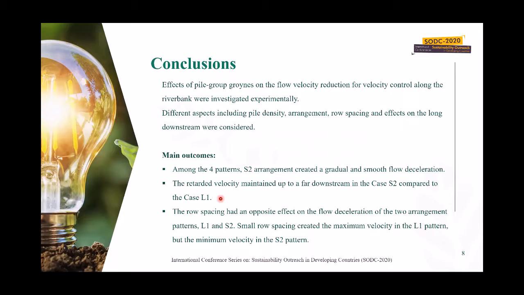And also the row spacing had an opposite effect on the flow deceleration of the 2 arrangement patterns, L1 and S2. A small row spacing created the maximum velocity in the L1 pattern, but the minimum velocity in the S2 pattern. The outcomes of this research suggest that for riverbank protection purpose to control the velocity, S2 type is the optimum pile arrangement that reduces the velocity more than the other types and also creates a gradual and smooth velocity deceleration. Thank you for your attention.